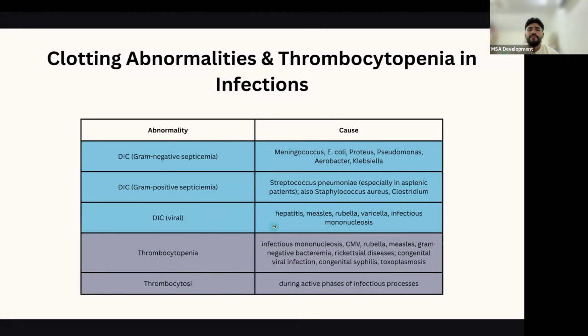Now, if the patient has infectious mononucleosis, CMV, or rubella, and actually I'm going to emphasize infectious mononucleosis because it's been repeated a lot, the patient is going to have thrombocytopenia. And you will see thrombocytosis usually and only during active phases of the infection. So if the infection is in the acute stage, you'll see thrombocytosis. I think it's self-explanatory because we're trying to fight off this active pathogen that just stepped inside our bodies, right?